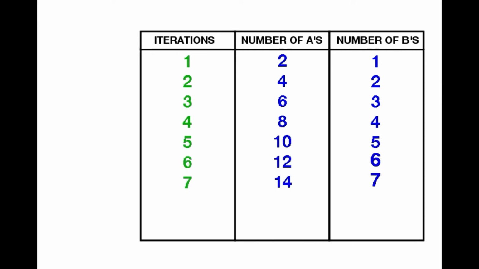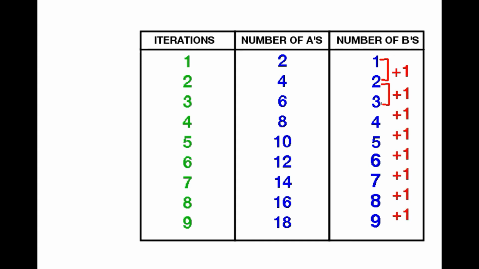Let's look at the relationship between the numbers in the B column. When we have 2 iterations, it increases by 1. When we have 3 iterations, it also increases by 1. The pattern here is the B's increase by 1. With the numbers in the A column, we can see each time they are increasing by 2. The pattern here is they're increasing by 2.